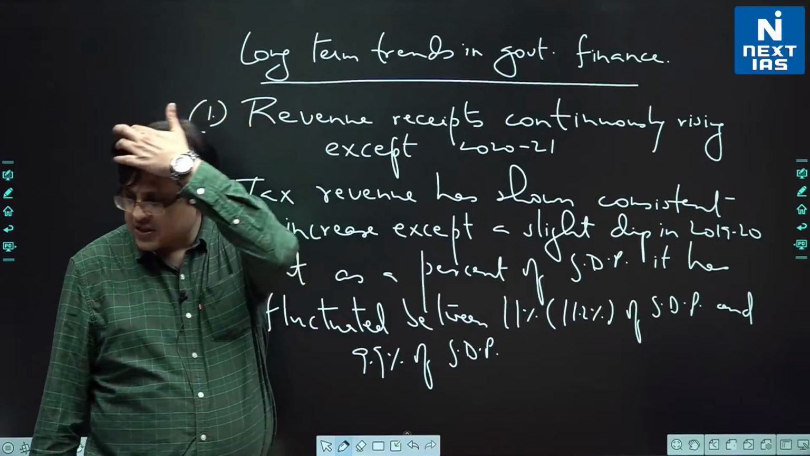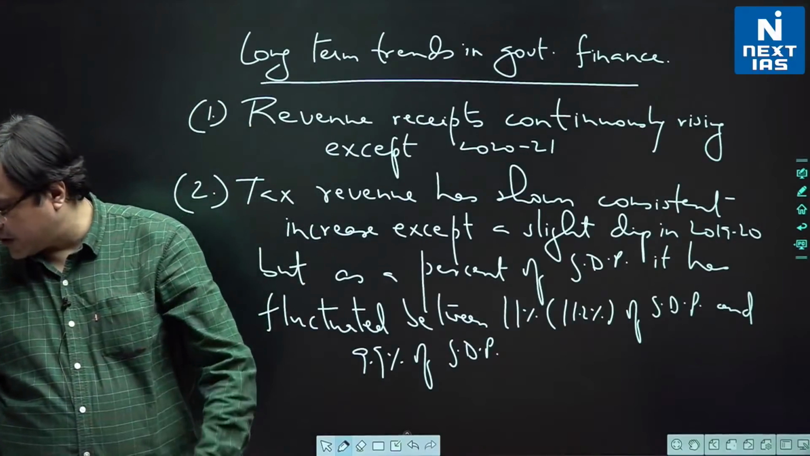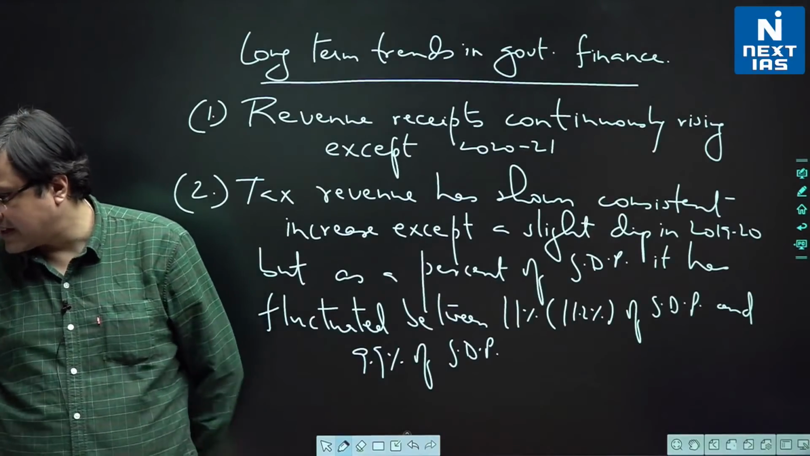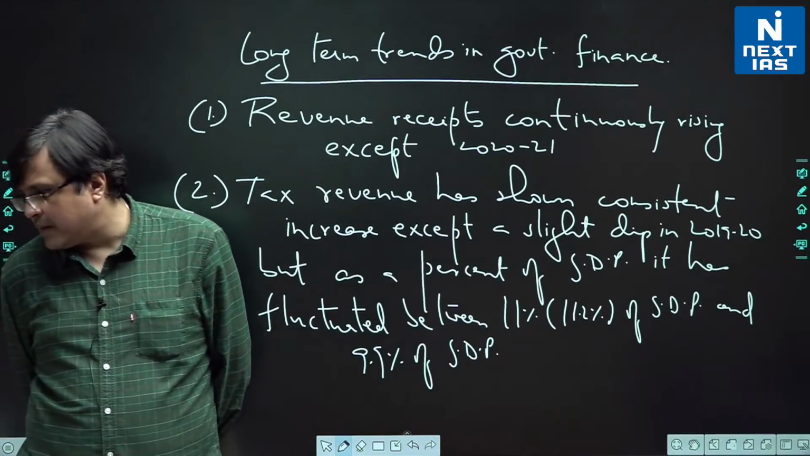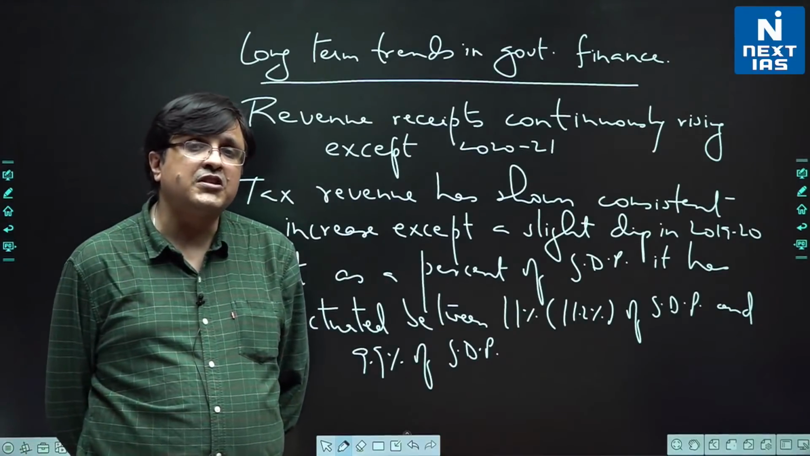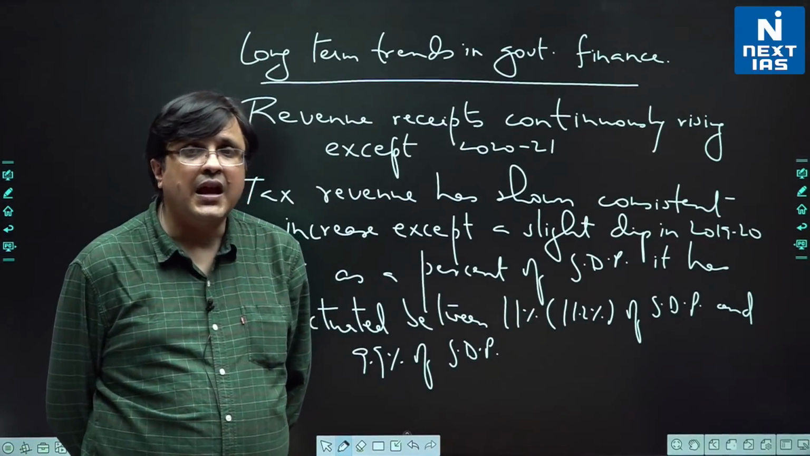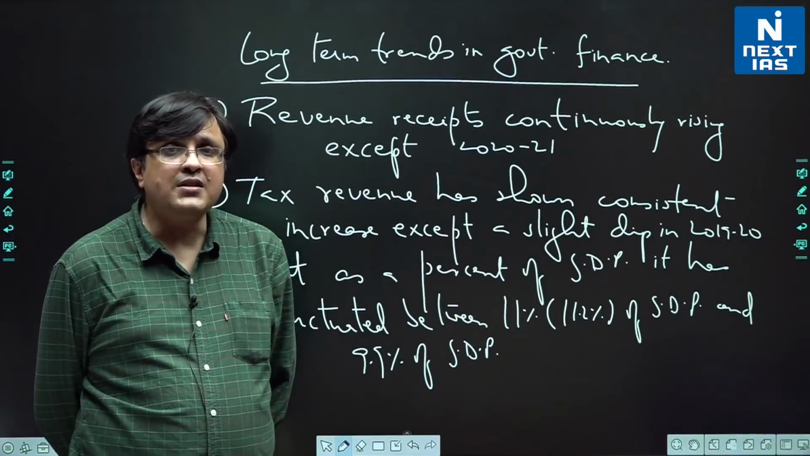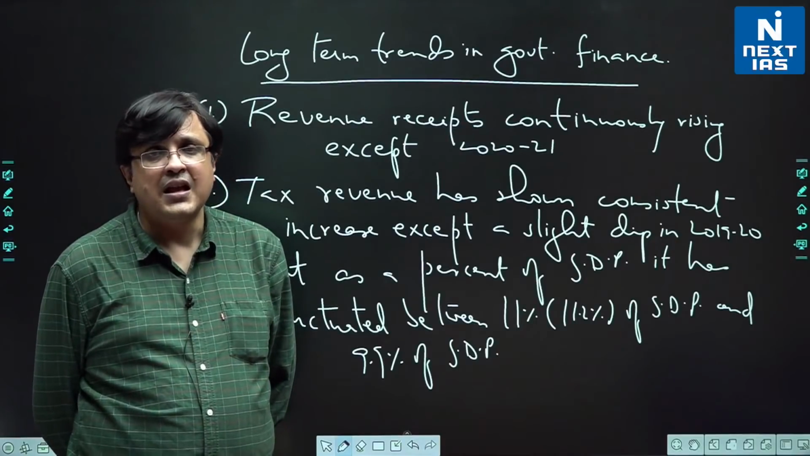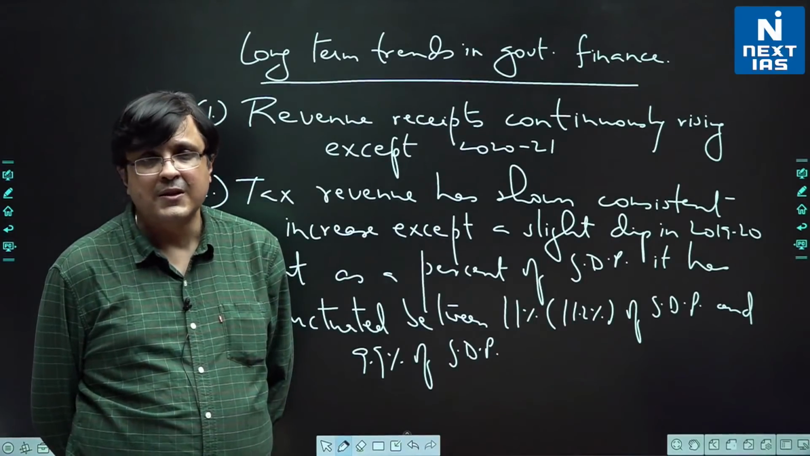So that is another thing that the survey mentions for us. Again, from an exam point of view, this is sufficient for you to know with respect to tax and other revenues. Then remember the non-debt capital receipts, that is receipts which include mostly disinvestment and recovery of loans. The non-debt capital receipts have fluctuated in the recent past and have come down in the last 2 years.